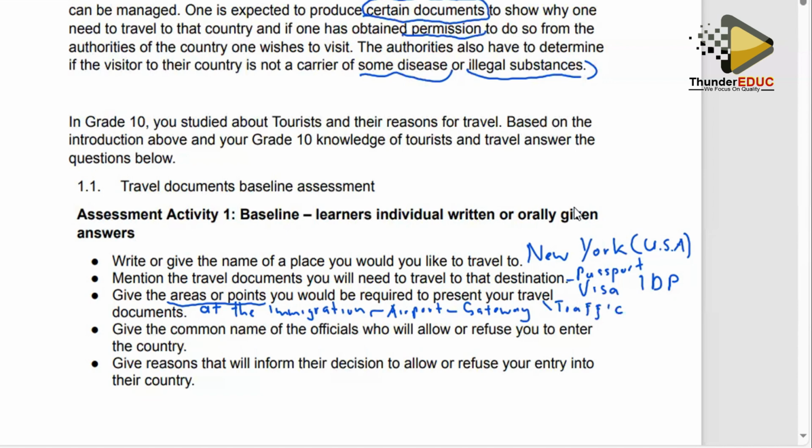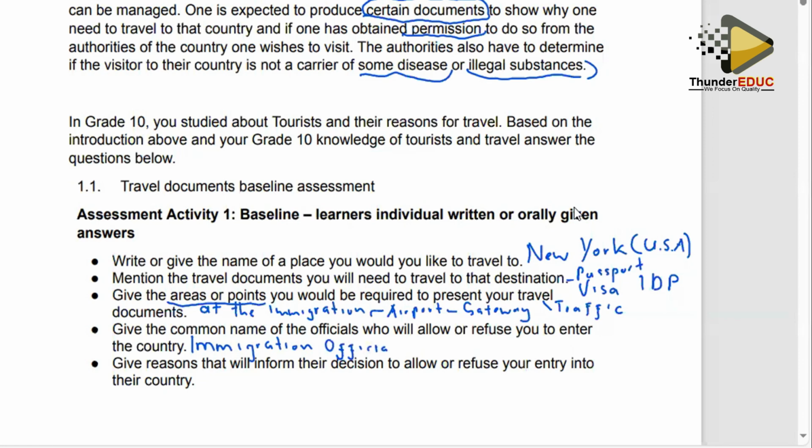Then moving on to question number 4, give the common name of officials who would allow or refuse you to enter the country. The officials who have the right to allow you or to refuse you entry into a country are known as immigration officials. Let's bear in mind that immigration officials are concerned with the movement of people into a country and out of a country. So the officials who are responsible for that are called immigration officials.